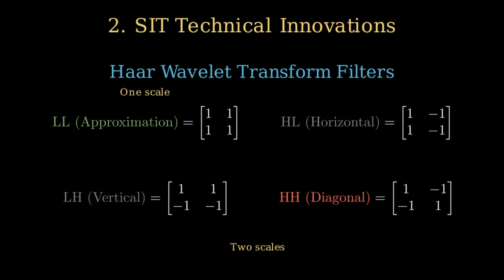Let's delve into the mathematical foundation. The DWT heavily relies on Haar wavelet transform filters. As you can see on the screen, these filters are elegantly simple yet incredibly powerful, utilizing addition and subtraction across 2x2 matrices.